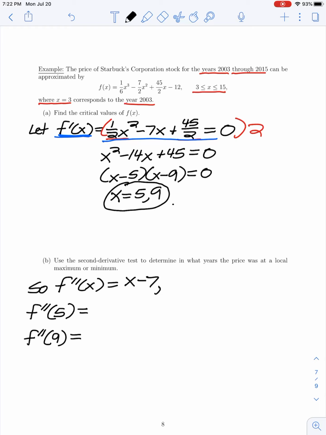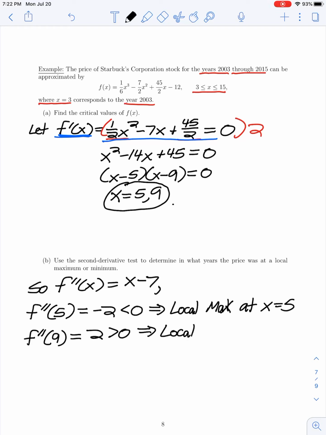So evaluating f double prime of 5, we have 5 minus 7, or negative 2, which is of course less than 0, which means that our function is concave downward at that point. So we have a local maximum at x equals 5. And evaluating the second derivative at 9, we have 9 minus 7, which is positive 2, which means the graph of our function is concave upward at that point. And so we have a local minimum at x equals 9.